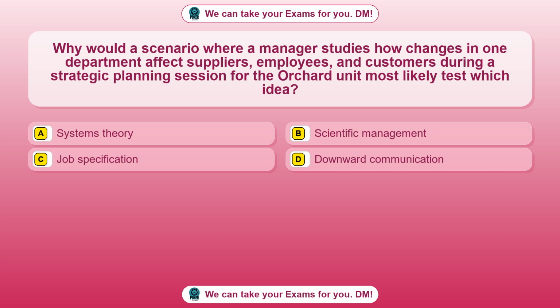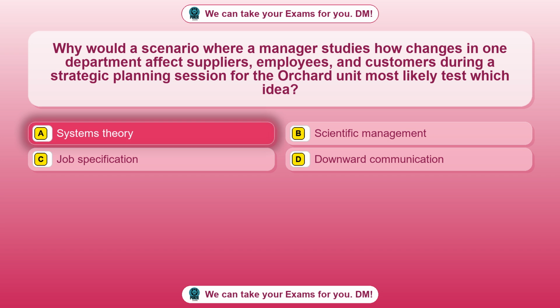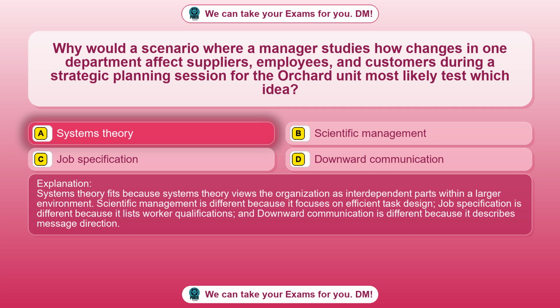Option D. Downward communication. The correct answer is option A. Systems theory. Systems theory fits because systems theory views the organization as interdependent parts within a larger environment. Scientific management is different because it focuses on efficient task design, job specification is different because it lists worker qualifications, and downward communication is different because it describes message direction.